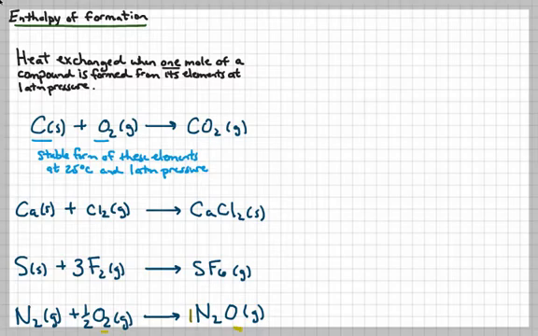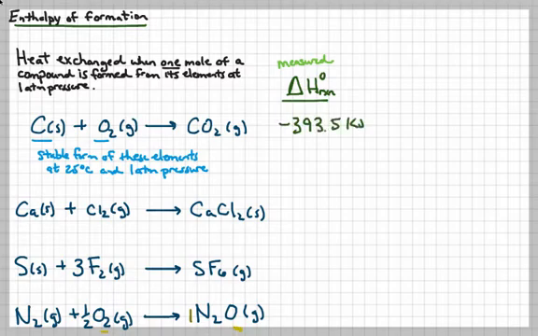Now, what is the heat exchange and how do we determine that? Well, for many reactions, we can simply determine the heat exchange for the reaction by measurement. So we do an experiment, for instance, the combustion of carbon in the presence of O2 to form CO2 has a delta H reaction of minus 393.5 kilojoules per mole.